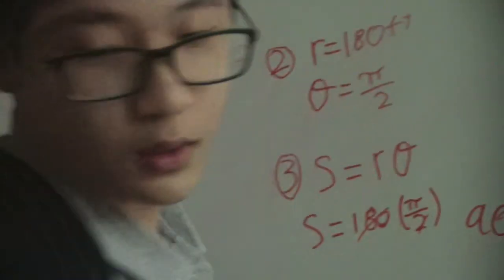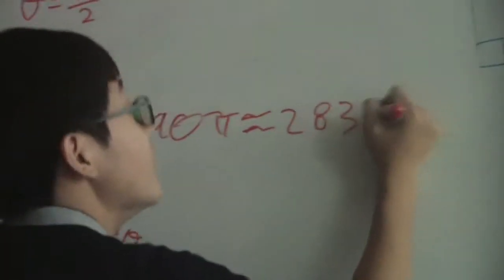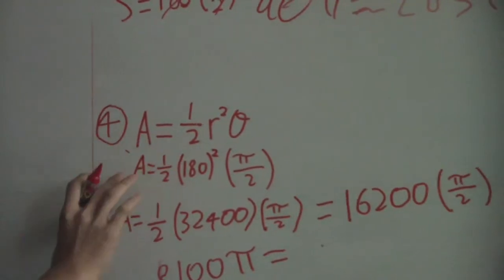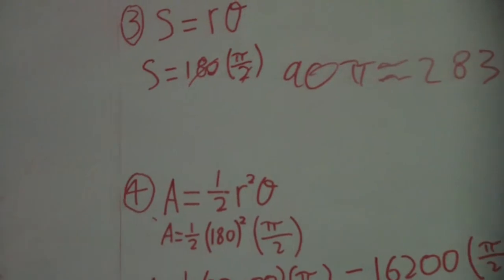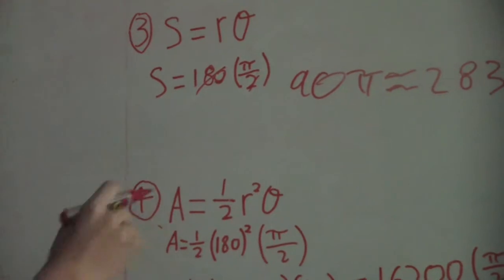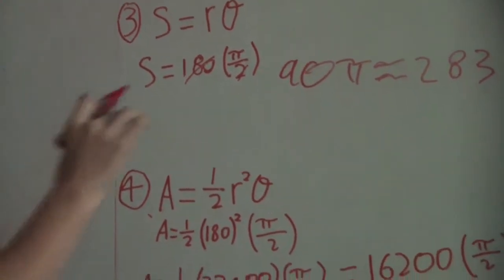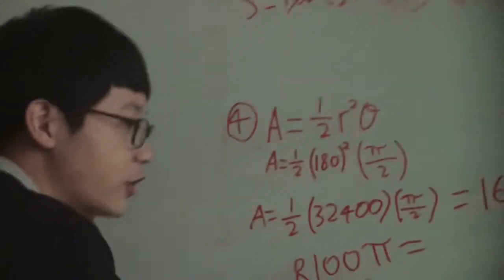But since you can't put it in pi form, let's round this, and then it will be about 283 feet. Yes. So we got the arc length. Now we have to find the area. It's area equals 1/2 radius squared times theta. Okay, if you plug it all in, it's 1/2 times 180 squared times pi divided by 2. If you simplify all of this, then you'll get 8,100 pi.